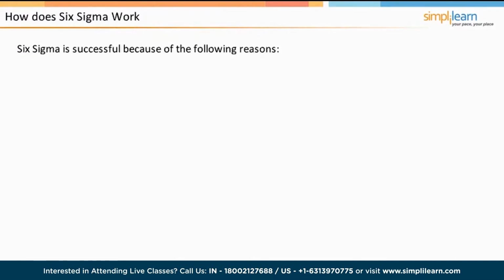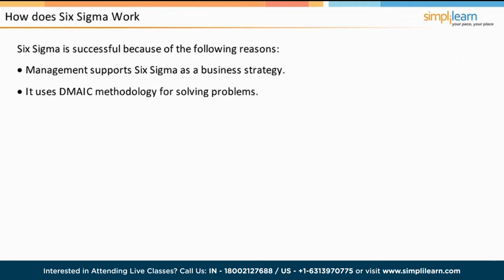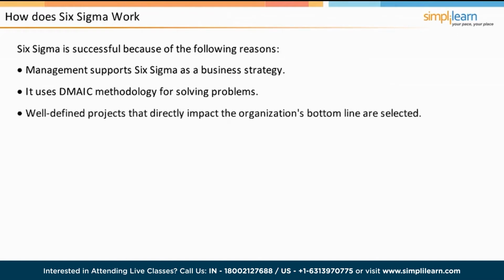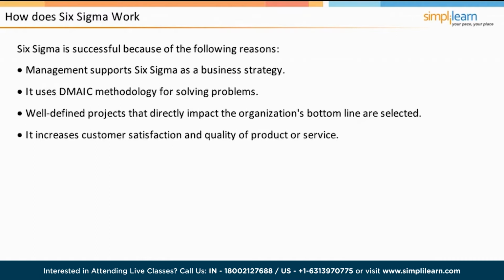Let us understand how Six Sigma works in this screen. Six Sigma is successful because of the following reasons. Six Sigma is a management strategy. It creates an environment where the management supports Six Sigma as a business strategy and not as a standalone approach or a program to satisfy some public relations need. Six Sigma mainly emphasizes the DMAIC method of problem solving. Focus teams are assigned well-defined projects that directly influence the organization's bottom line, with customer satisfaction and increased quality being byproducts. Six Sigma also requires extensive use of statistical methods.